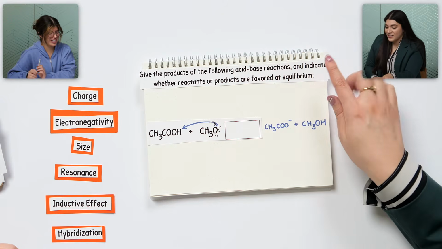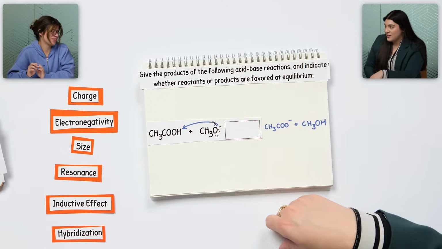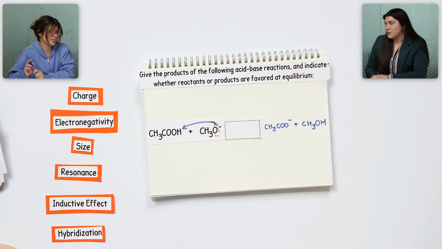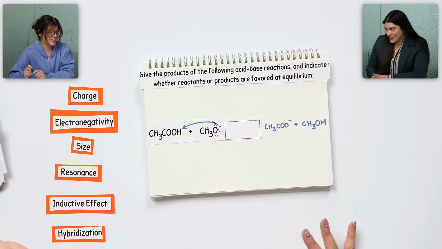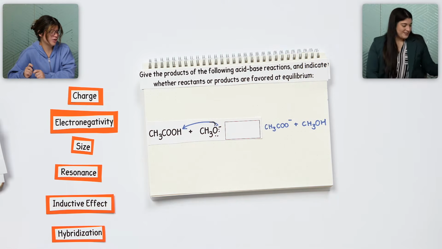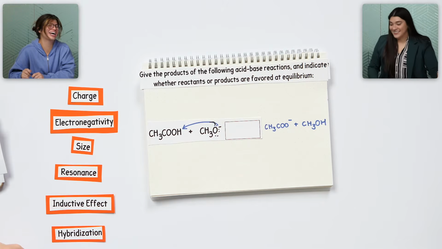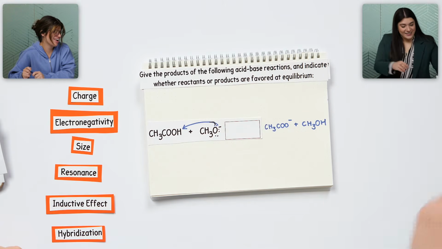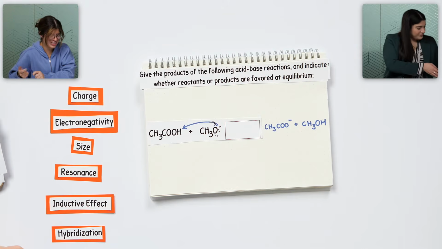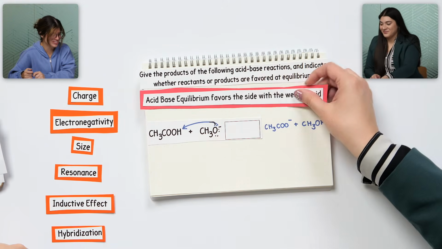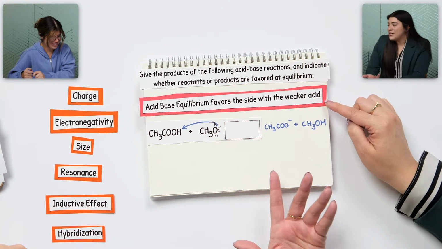Almost done. We now have to decide which side is favored at equilibrium. What do we remember equilibrium favors? Always the weaker side. Good. Except that's the thing. I know that, but then I'm like, how do I remember which one's the weaker side? So the weaker acid, really.